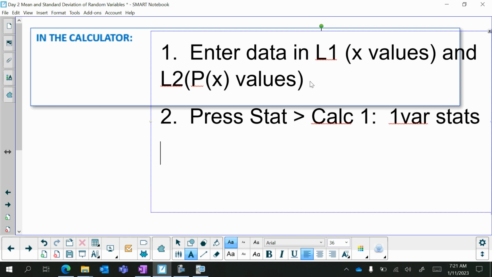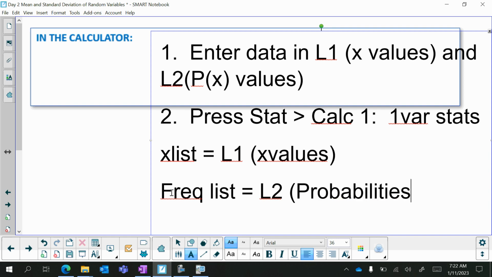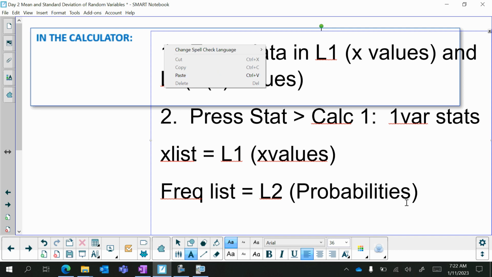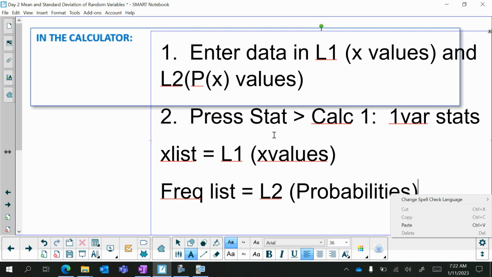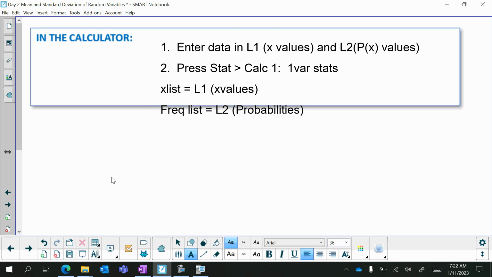But the difference is you have to make sure that the x list is going to be L1, which is the x values. But then the y list is going to be L2, which is the frequencies, the frequency list, because you have to consider the fact that the probabilities are going to be in L2, okay? So I'm going to do that in a minute. Let's just see if I can select this and make it a little smaller. There we go. Perfect.